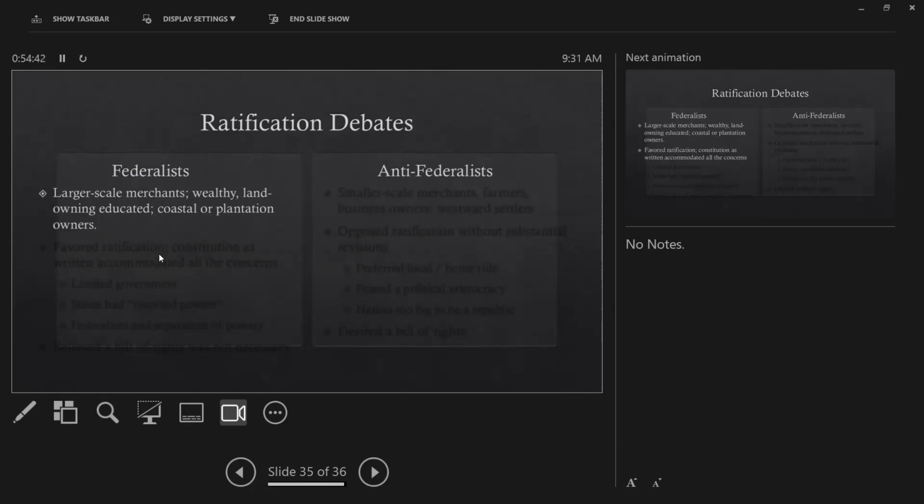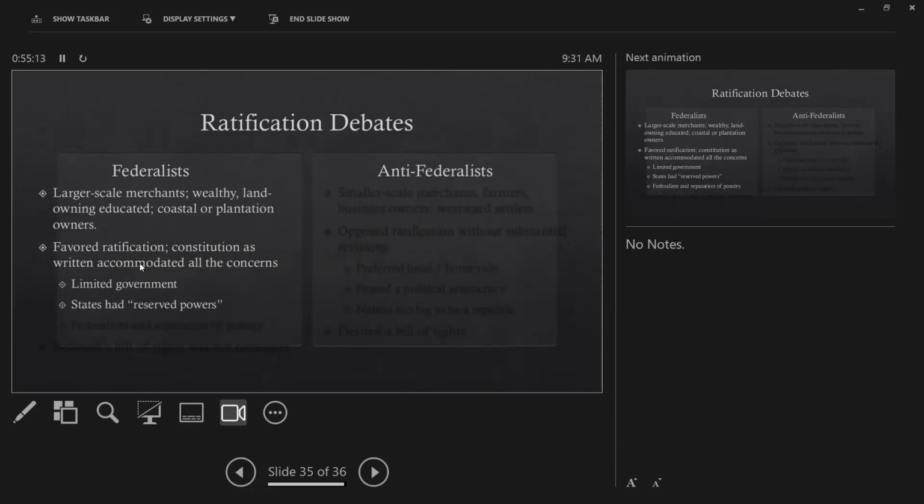And so they supported its ratification. They were called Federalists. They favored ratification because they believed that the Constitution, as written, didn't require any editing, but as written, it accommodated all the concerns that they had. They believed it sufficiently limited national government powers because it enumerated those powers. It was very plain exactly what the national government branches could or could not do. It was a limited government. It let states have all other powers. So everything not expressly given to the national government is reserved to the states. That was a sufficient protection against tyranny to have enumerated powers for the national government, reserved powers for state governments.